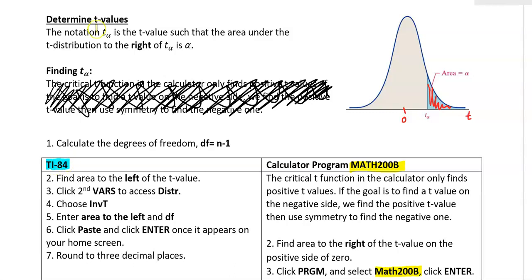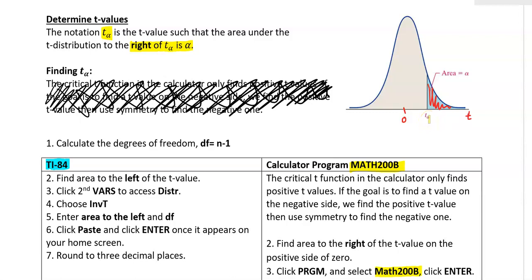Just a quick reminder that the notation t sub alpha means that the subscript, alpha, is the area to the right of the t. So we're looking at a distribution over here. This t curve is centered at 0. We're finding this t of alpha because the values on the number line are t's. That means the area on the right hand side is the alpha, which is the subscript.